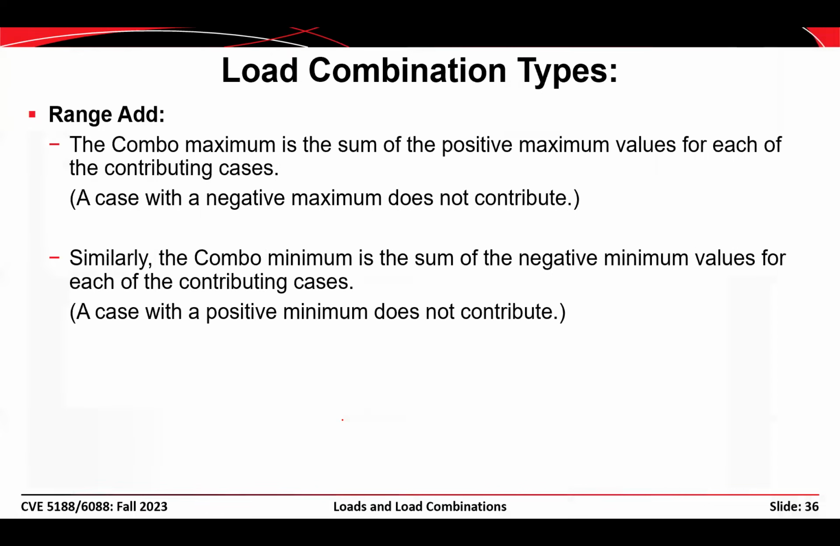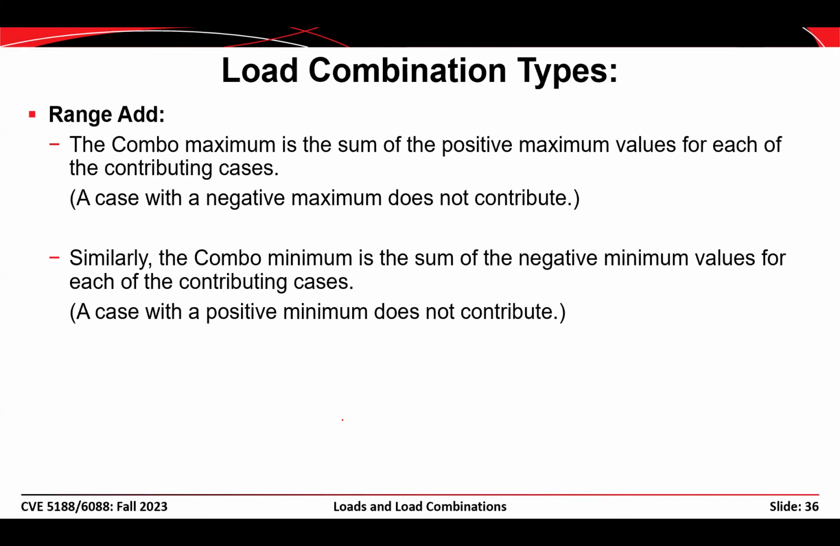All right, the next combination type that we'll deal with is called a range add. And this is one that I really like. It's in SAP 2000, but it's not in Visual Analysis. And this is one of those two or three things that really makes me like SAP 2000. The range add will include a load if it contributes to the effect that you're looking for, but it won't include the load if it does not. And that's true regardless of whether we have a positive or a negative value.